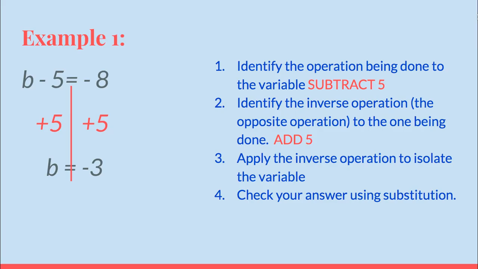My last step, though, is I need to check my answer using substitution. So I'm going to take that negative 3, and I'm going to substitute that in for b, because we're saying that b is equal to negative 3, so I can replace the b with a negative 3.